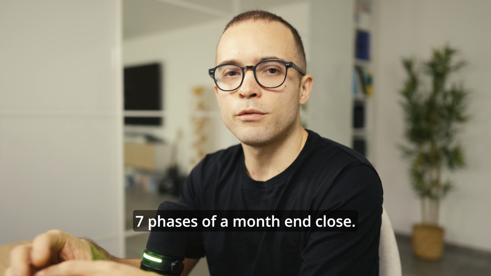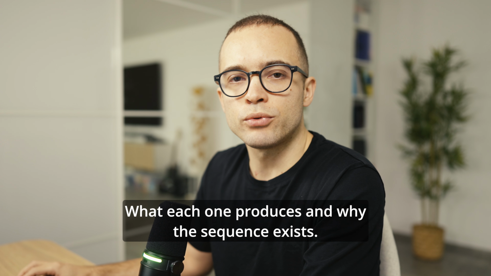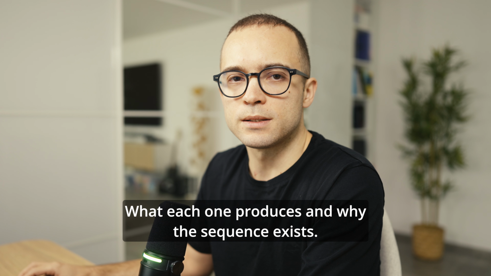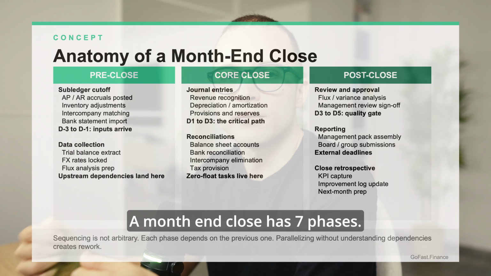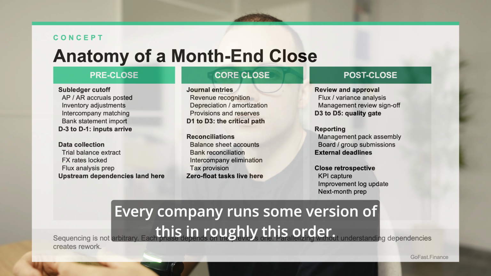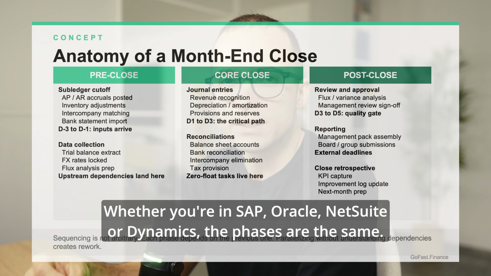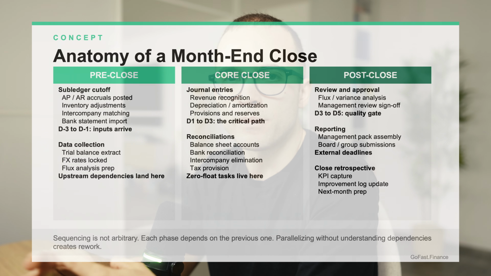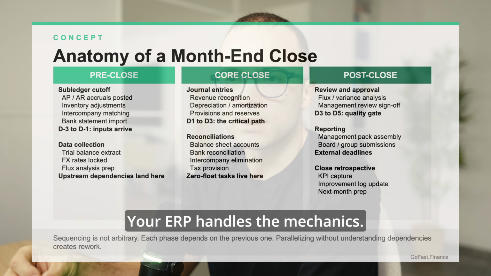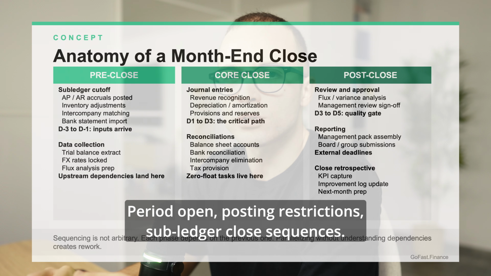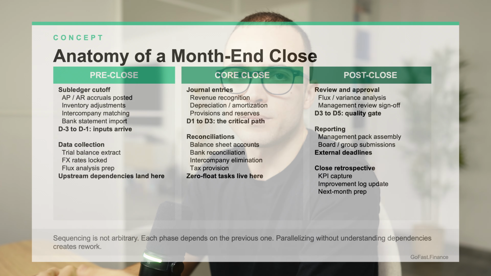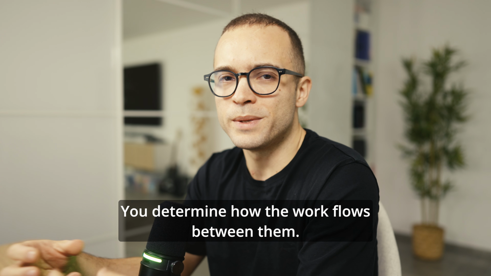7 phases of a month-end close, what each one produces and why the sequence exists. A month-end close has 7 phases. Every company runs some version of these, in roughly this order. Whether you're in SAP, Oracle, NetSuite or Dynamics, the phases are the same. Your ERP handles the mechanics: period open, posting restrictions, subledger close sequences. You determine how the work flows between them.